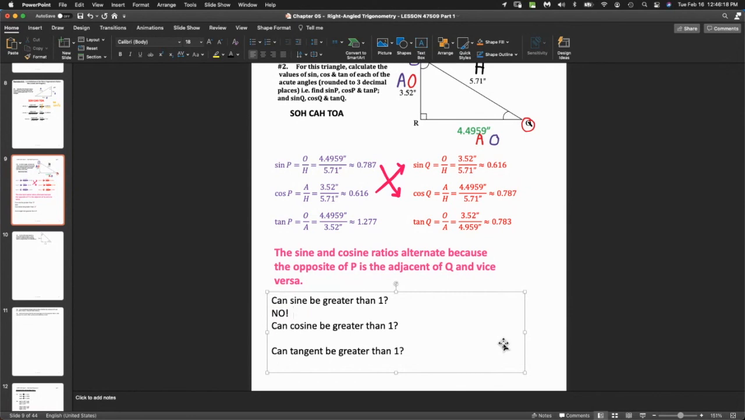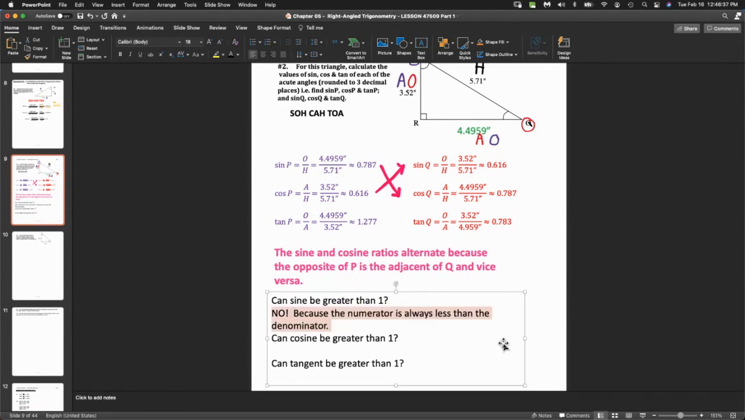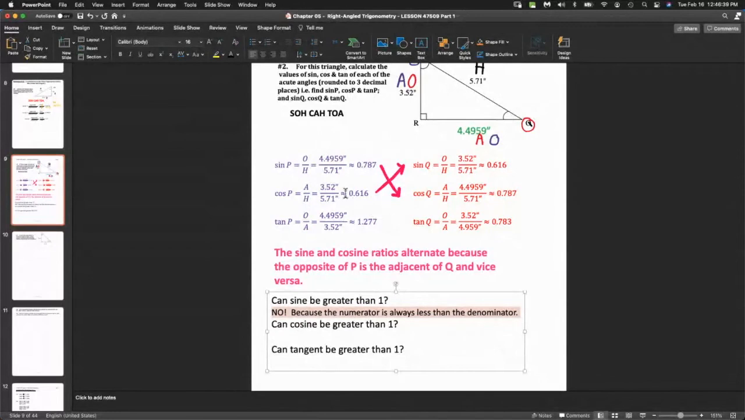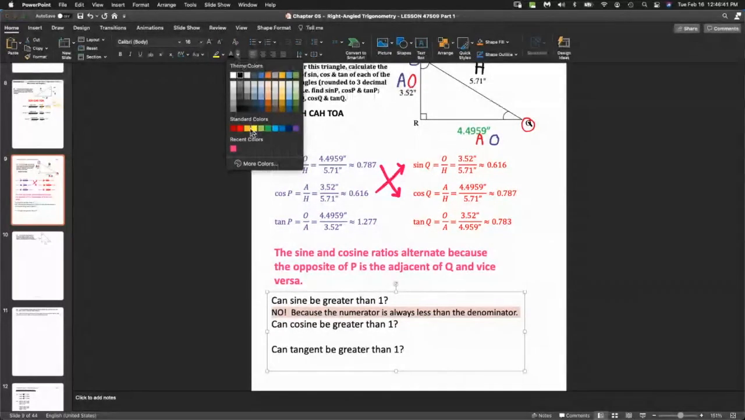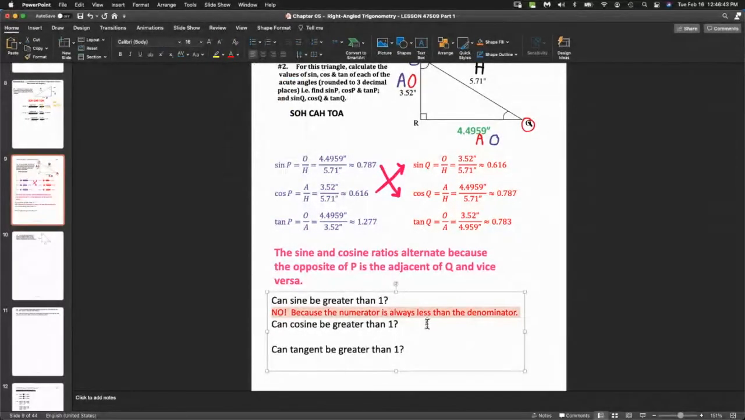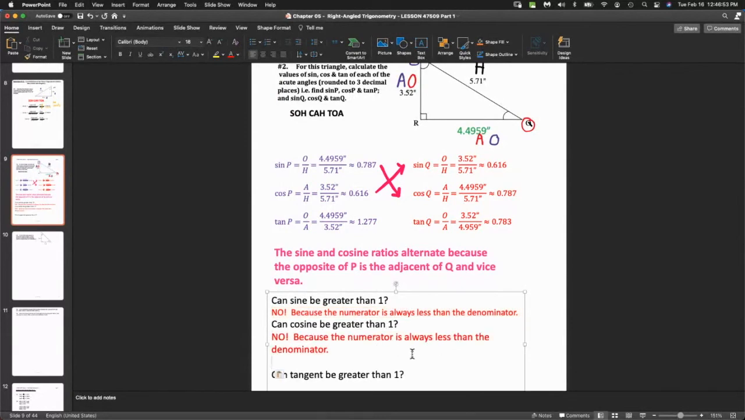Okay. Yeah, the answer is no. Can you explain why? Thank you, Mike. Why is it no? Tell me why it's no. I'm showing some mercy because I know you're probably a little bit tired. You have a long day today. No, because the numerator is always less than the denominator. If the numerator is less than the denominator, then how could it ever be bigger than 1? It would definitely be a strange triangle.